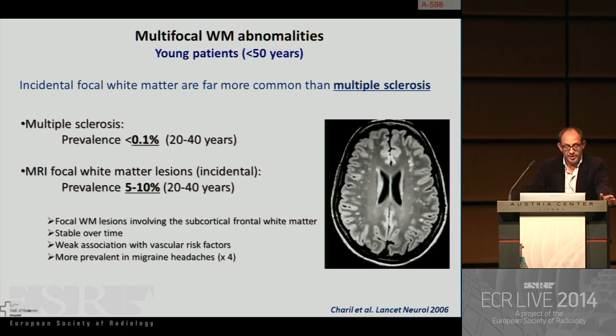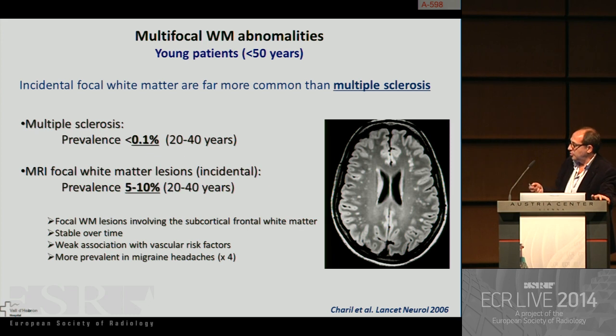Also, we have to remember that incidental focal white matter lesions are quite common in the young population, meaning adult subjects between 18 and 50 years of age. For example, the prevalence of MS in general is less than 0.1% in this age group, and the presence of focal white matter lesions, the so-called incidental white matter lesions, even in this age group is quite high. Some series indicate that up to 10% of these subjects may demonstrate lesions in the white matter.